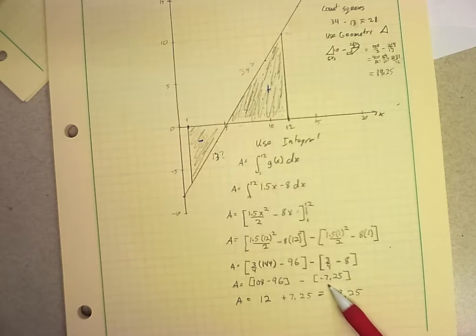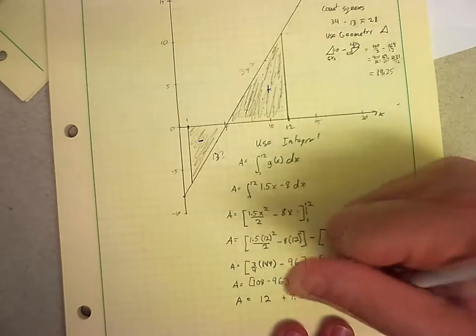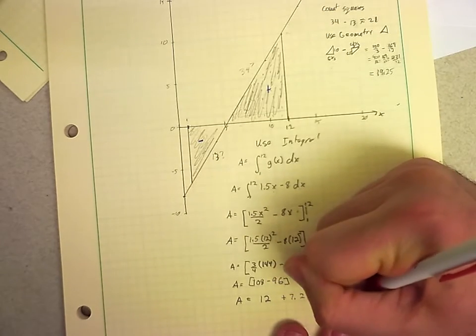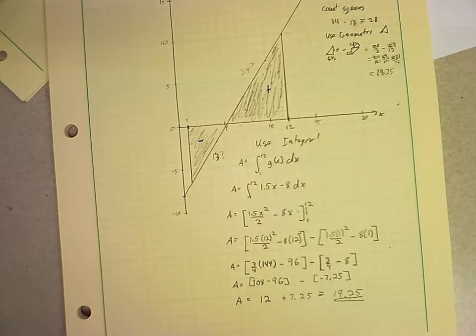3/4 minus 8 is negative 7.25. So I get 12 over here, minus a negative is plus 7.25. And so I get 19.25 for my answer, which is my area.